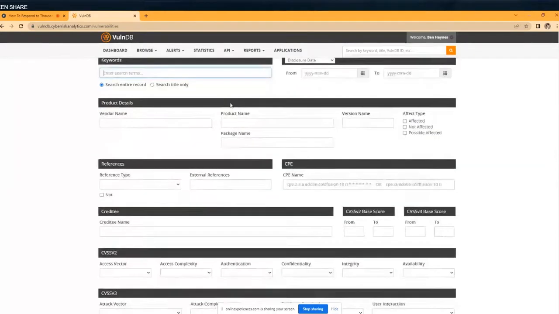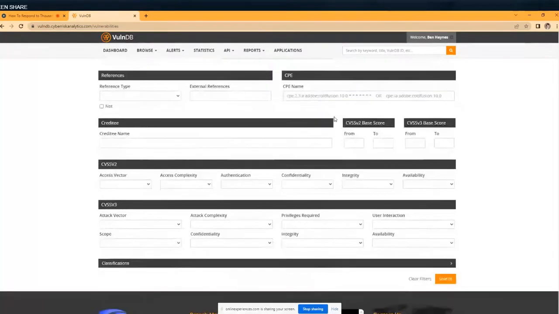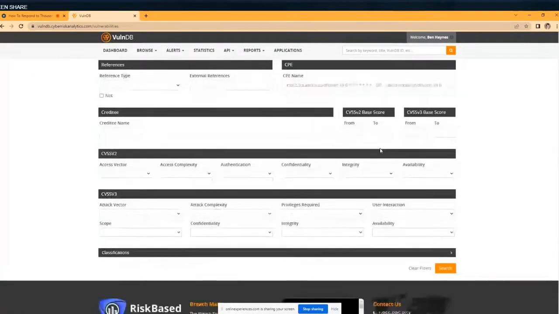And then also we have things like what is actually affected. So I can say, well, I want to see Windows 10, right? And then obviously I can do this in combination. I can say, I want remote code execution Windows 10 vulnerability, and so on here too, right? So there's severity scoring, CVSS, and then there's also these classifications.